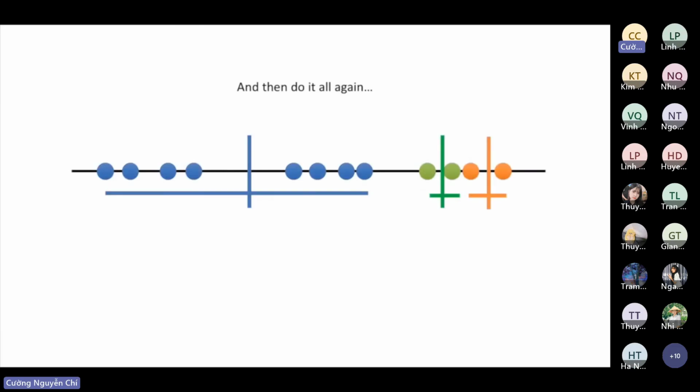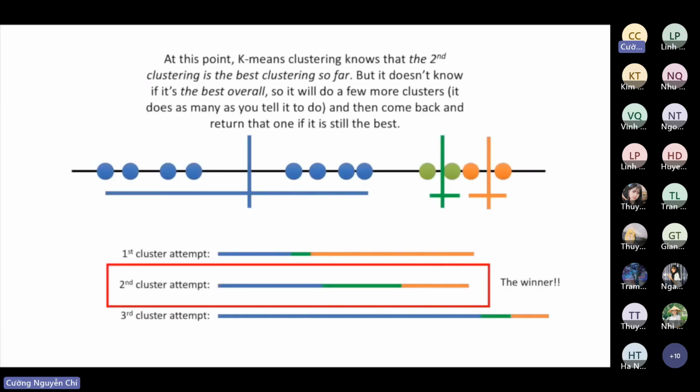And then we do it all again. At this point, k-means clustering knows that the second clustering is the best clustering so far, but it doesn't know if it's the best overall. So it will do a few more clusters. It does as many as you tell it to do, and then come back and return that one if it is still the best.